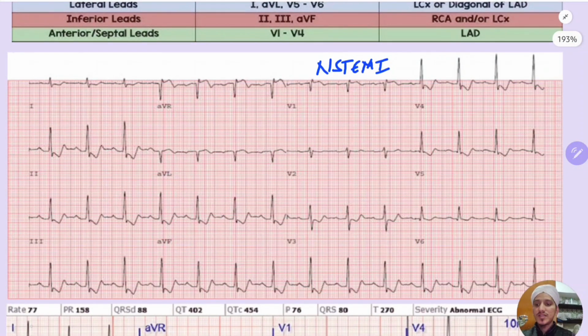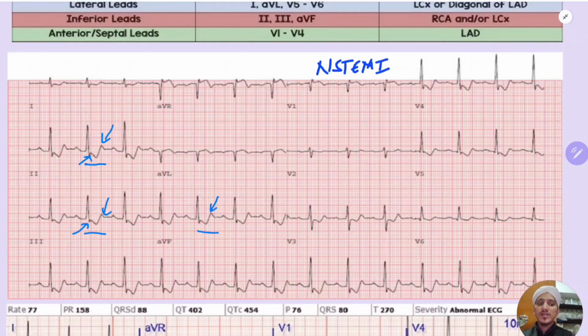So this is the first ECG. You can see here there are ST segment depressions. First you see inferior leads 2, 3, aVF. There is ST segment depression in 3, but there is no T wave alteration. The T wave is normal. How do you say that it is ST segment depression? There is J point depression. If there is no J point depression, there is no ST segment depression.